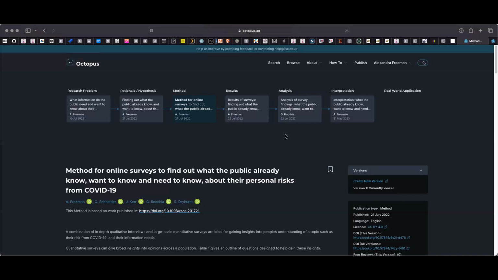I will just segue into a question we just had in the chat, because it's quite good timing to answer that one: how does Octopus enlist its peer reviewers? So peer review on the platform is done ad hoc. You're free to share your publications around to try and seek out reviewers.